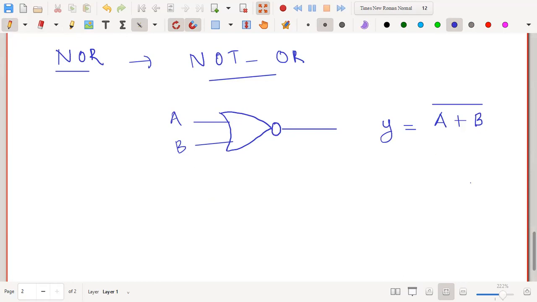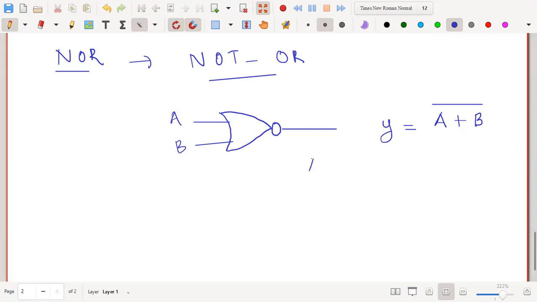Okay. Now based on this one, you can draw your own truth table for this NOR gate. Okay. So it is just the reverse operation. It is just the reverse function of the OR gate. In OR gate, you see that when any one of the inputs is 1, then the output is 1. But here, that is the reverse. When both the inputs are 0, you will get a high output.